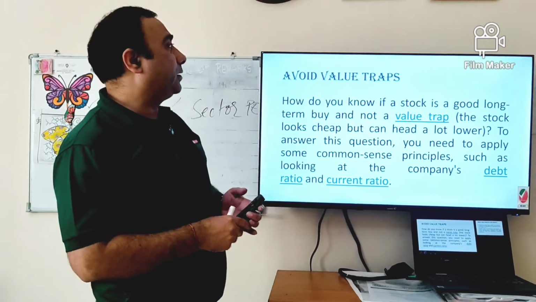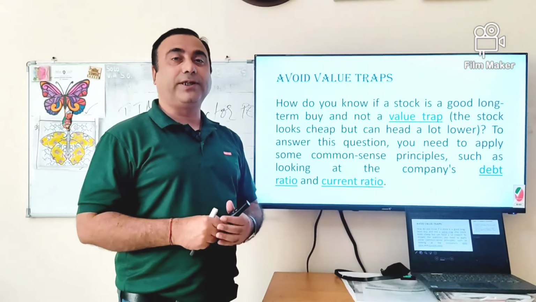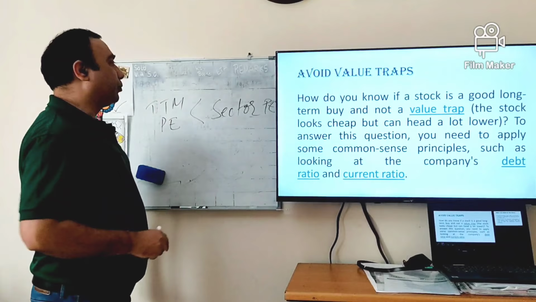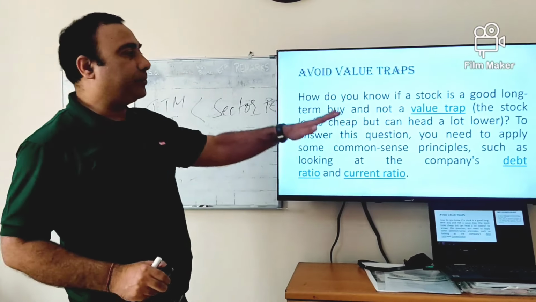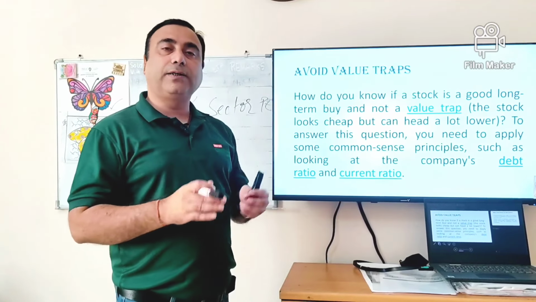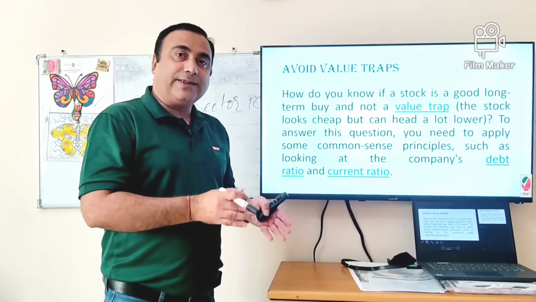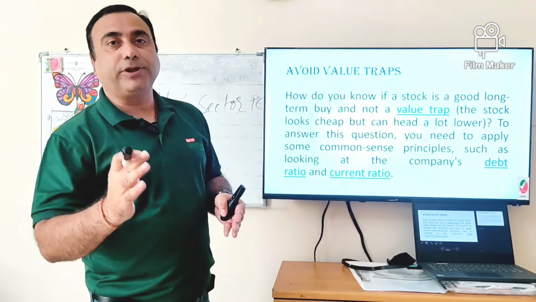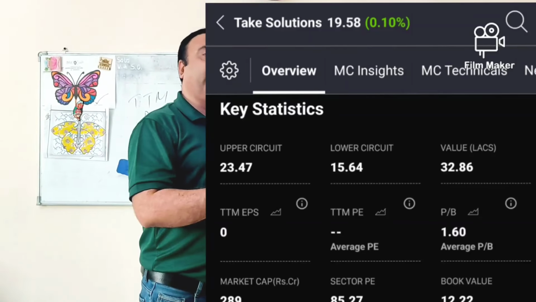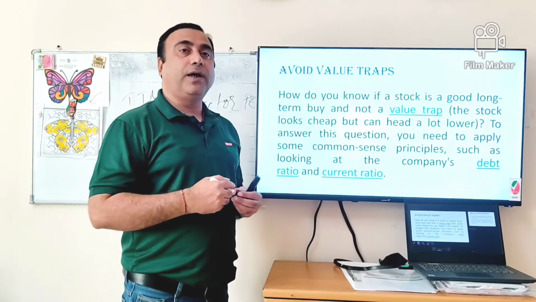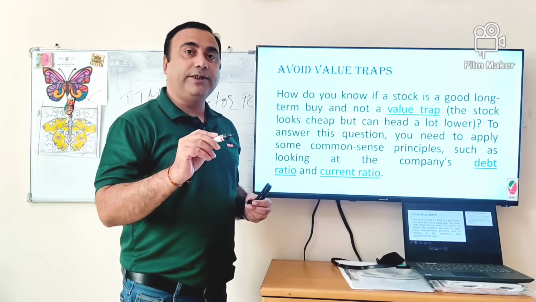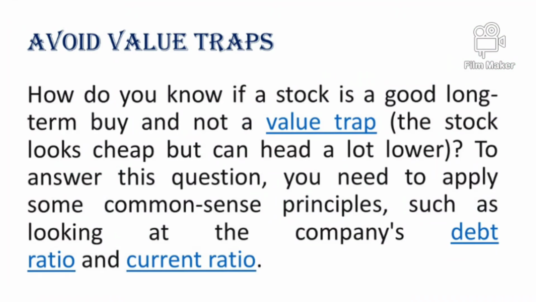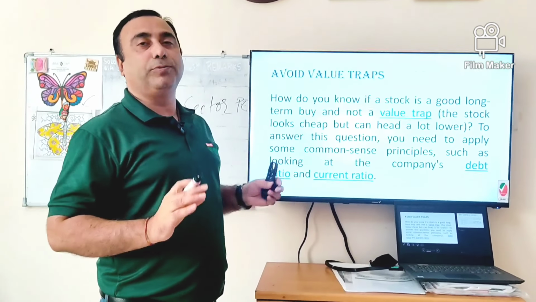Then avoid value traps. This one is much more important. A value trap is when the share price is low, and also the TTM PE is less than the sector PE, but when you look at their overall liabilities, you will find that it's not only showing less, the actual price should also be less.